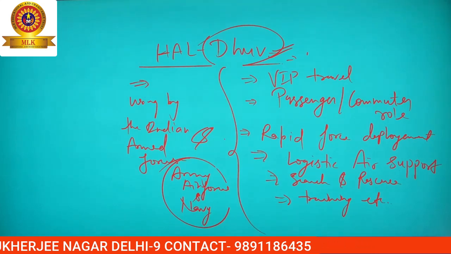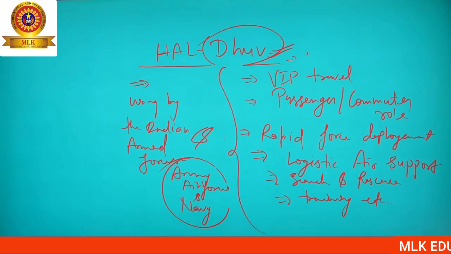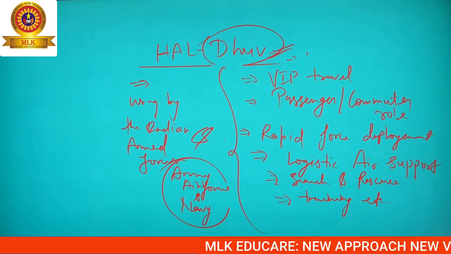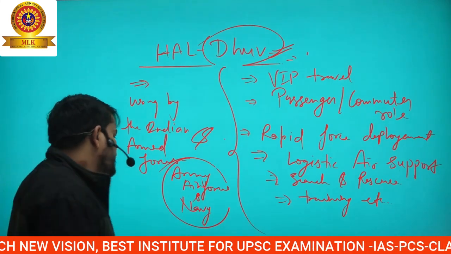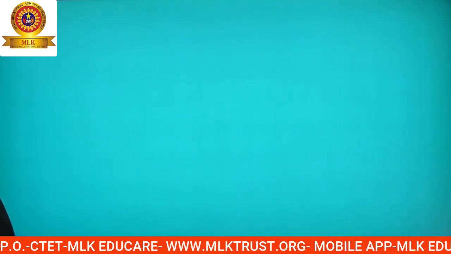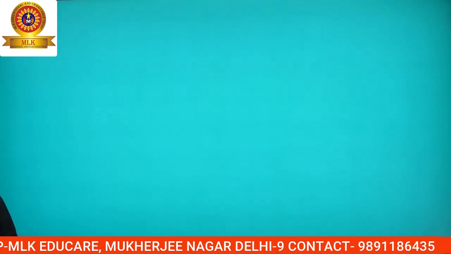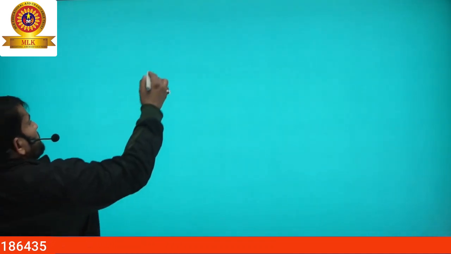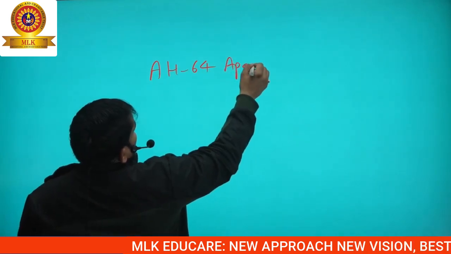So the next one is the AH-64 Apache. LCH Dhruv is an indigenously developed helicopter. Now we have another helicopter, and this helicopter is considered the most advanced multi-role helicopter. This is known as the AH-64 Apache.